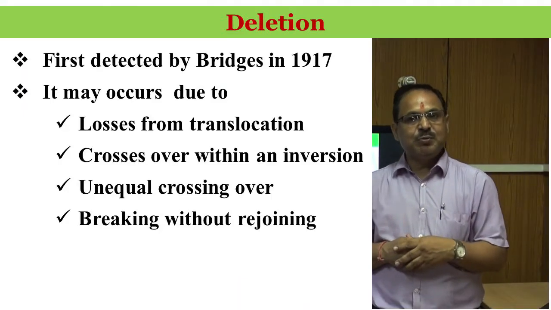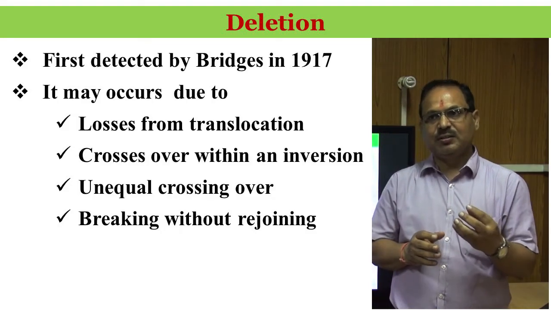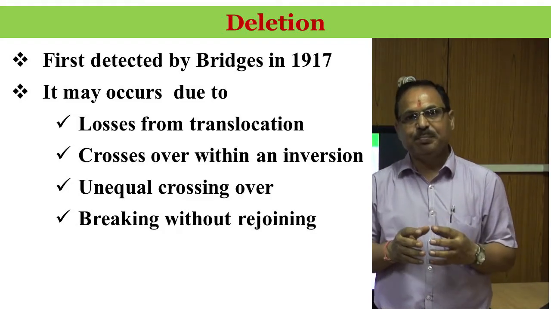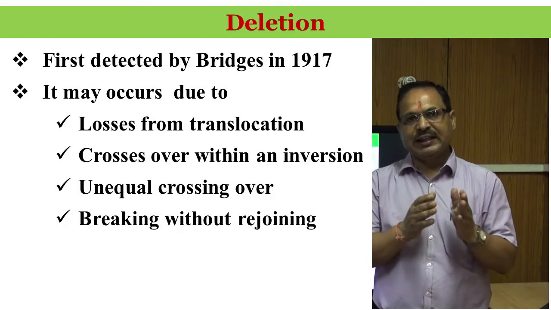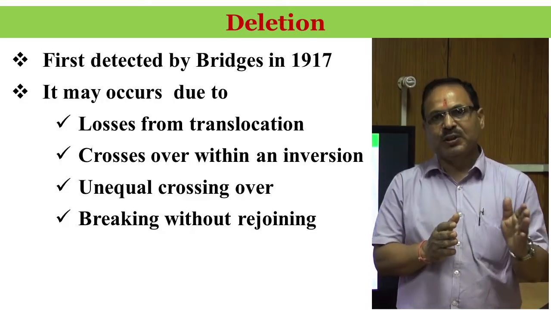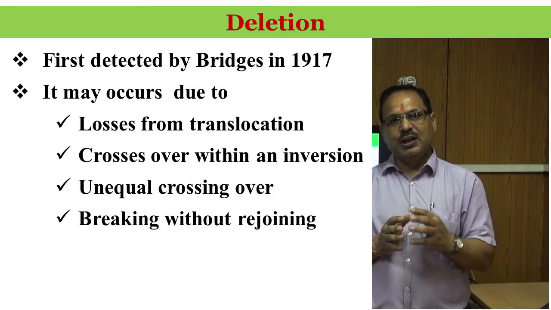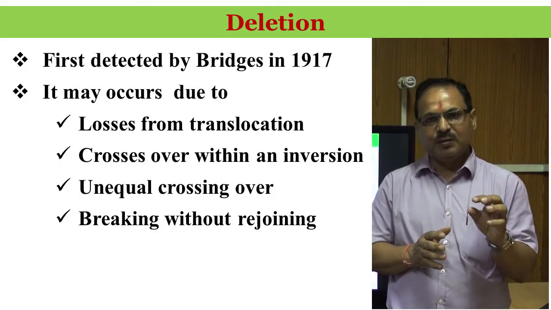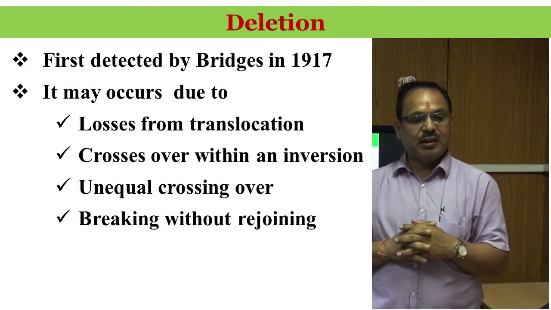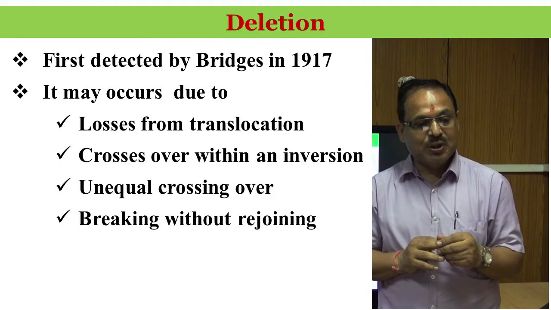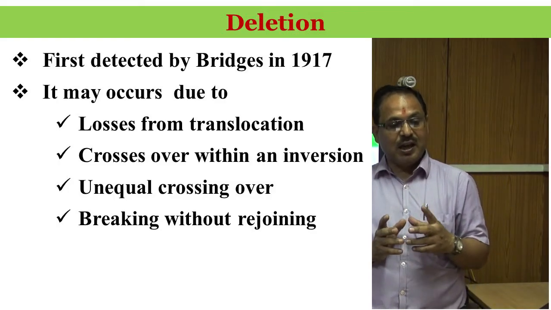The first one is deletion. Deletion literally means removal of something. Similarly, in chromosomal aberration, when a part or segment of a chromosome is removed from the normal counterpart, the phenomenon is called deletion. Deletion is very important. It plays a vital role, particularly in human beings, and is very deleterious. It may occur due to losses from translocation, sometimes crossing over within an inversion, and sometimes unequal crossing over, resulting in deletions.